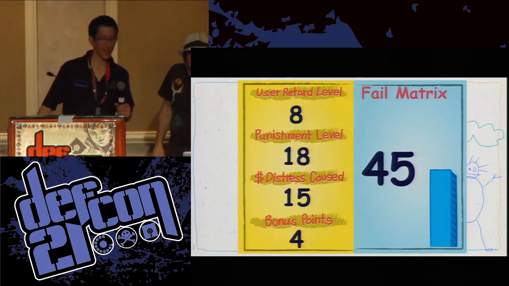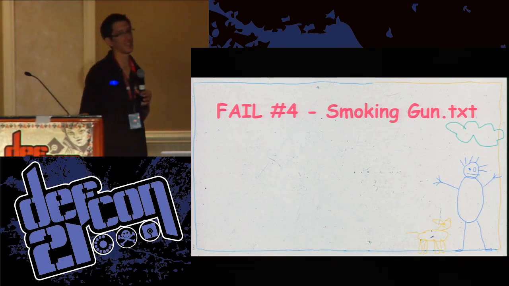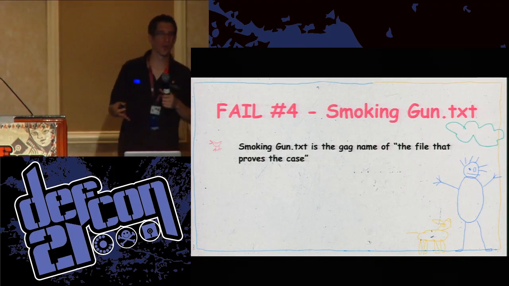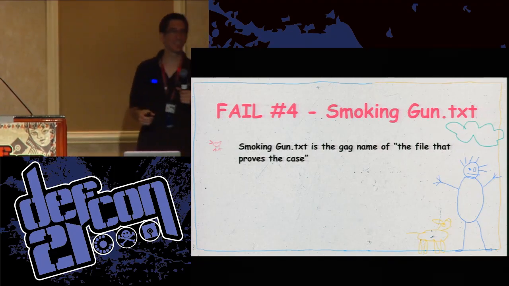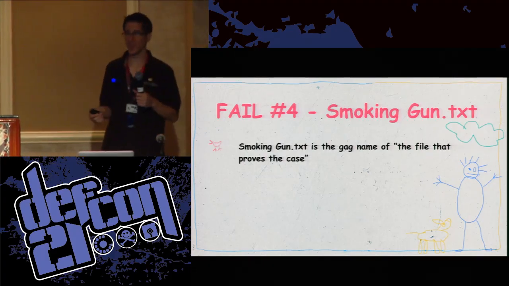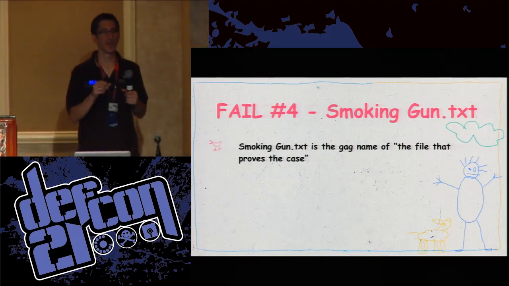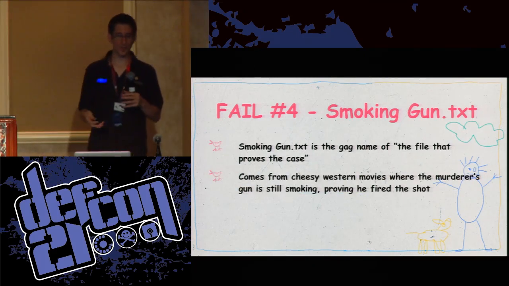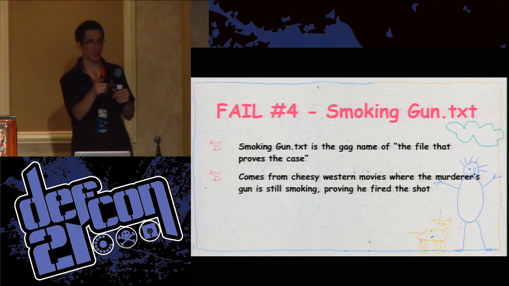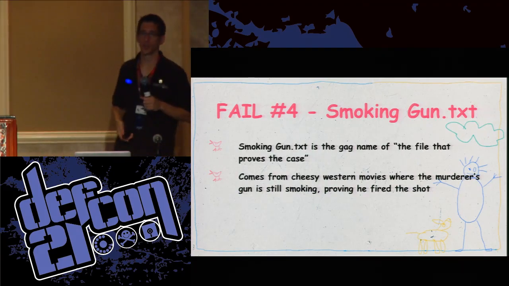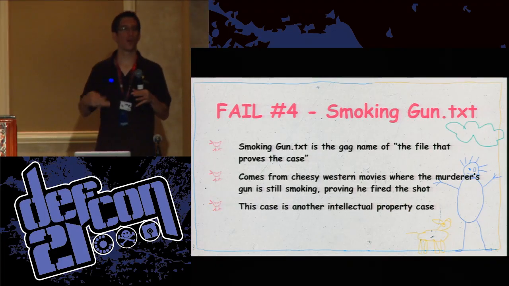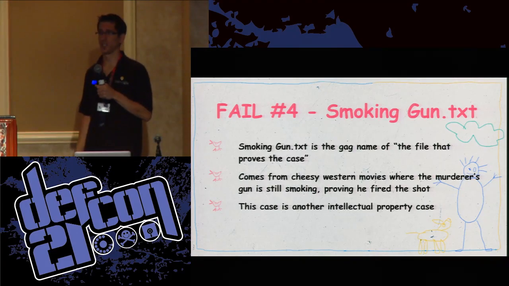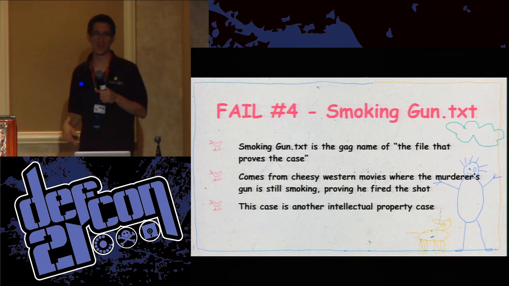Okay. This next one, I call it smokinggun.txt. Now, if you work in the forensic arena, you've probably heard the term. It's the gag name of what you're always looking for in a case. It could be that record in a database, or that internet history record that shows that the guy really did something bad. It comes from the cheesy Western movies where the murderer's gun is still smoking after he shot it. It proves that he was the one who fired the shot. So in forensics, you're always asking, did you find the smoking gun? Sometimes I wish it was as easy as finding a file named smokinggun.txt, but you can only wish.